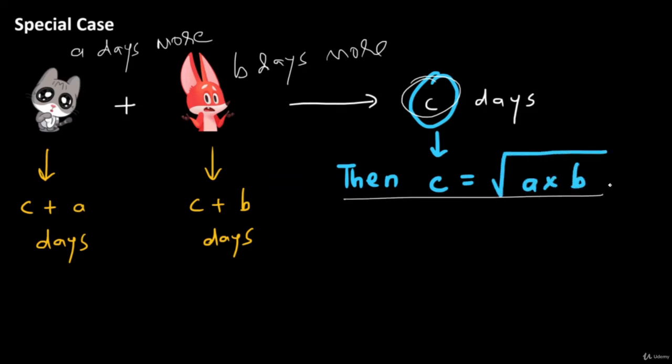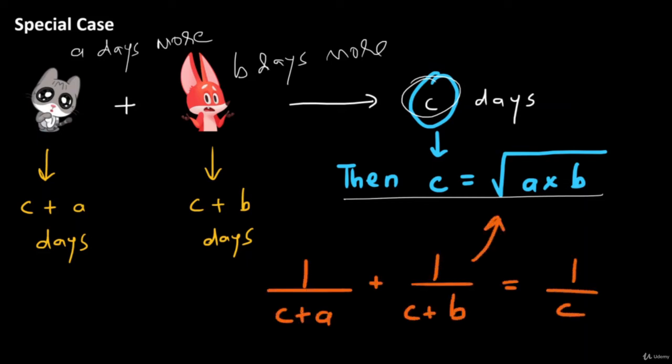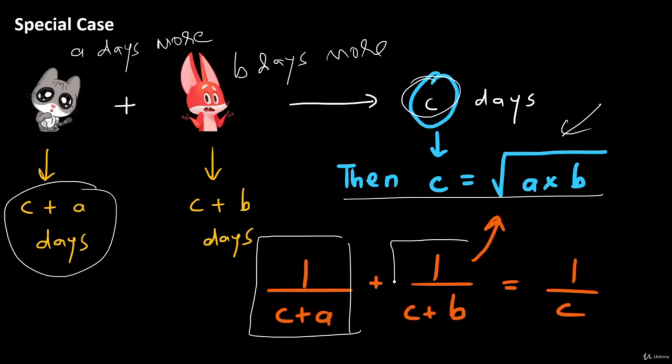This comes from the fact that 1 by C plus A plus 1 by C plus B is equal to 1 by C. Now when you solve this, you will get this part over here. Now what is this? This is the work done in 1 day by cat, right? Because cat needs C plus A days. Similarly, this is the work done in 1 day by fox, and it's given that together they need C days.